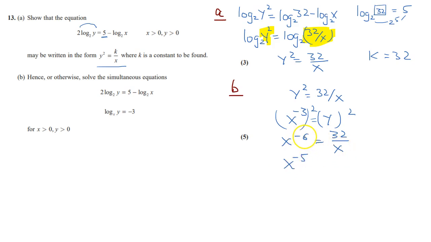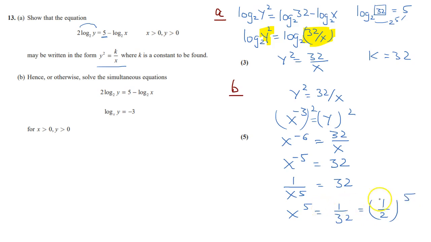Multiply by x, so it will be x to the power minus 6 plus 1, x to the power minus 5, is equal to 32. It means 1 over x to the power 5 is equal to 32. So x to the power 5 is equal to 1 over 32, which can be written as 1 over 2 to the power 5. So x will be half.